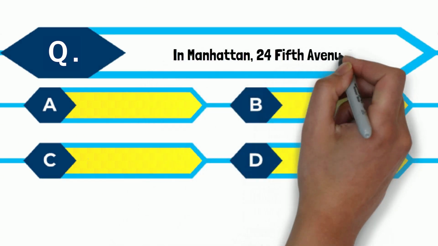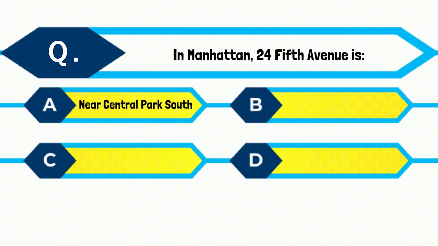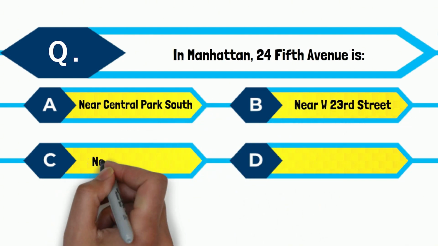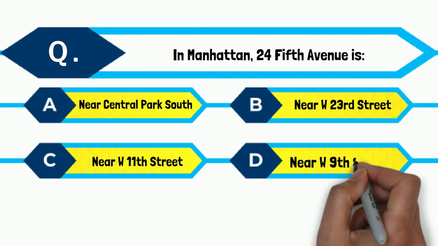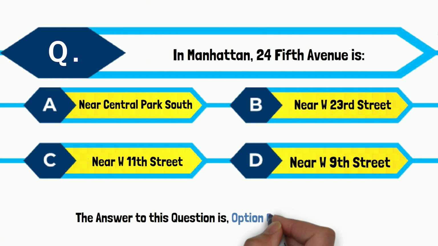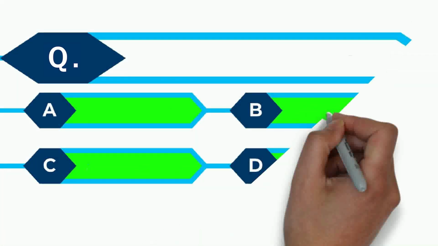In Manhattan, 24 5th Avenue is: Option A, near Central Park South. Option B, near West 23rd Street. Option C, near West 11th Street. Option D, near West 9th Street. The answer to this question is option D, near West 9th Street.